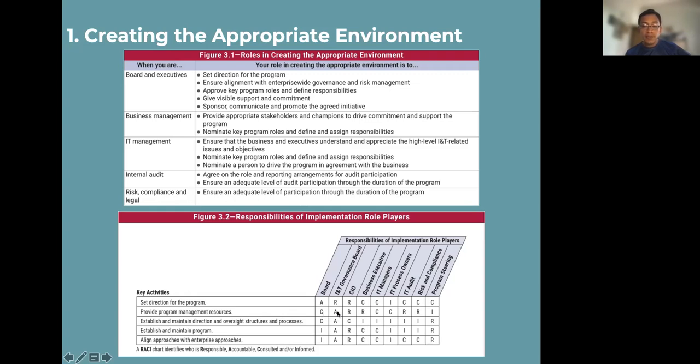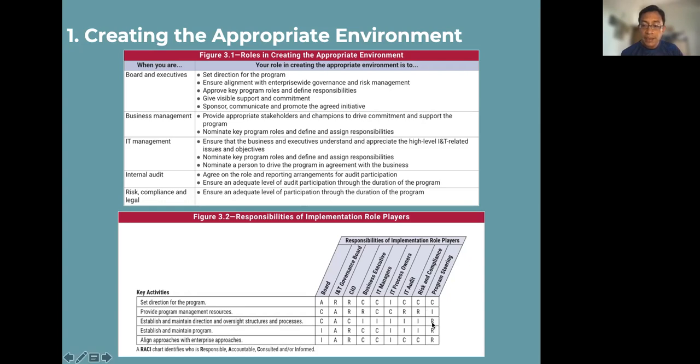But actually the highest responsibility lies in the IT governance board here, for the management resources. You can see here that the resources for implementing GEIT lie in this IT steering committee or IT governance board, with responsibility supported by the CIO and also the business executives. Business executives means the business leaders, the leaders of the business management, the business units. And the partner is for sure the CIO, the highest level in the IT unit. And then establish and maintain the direction and oversight structure and processes, still the board.